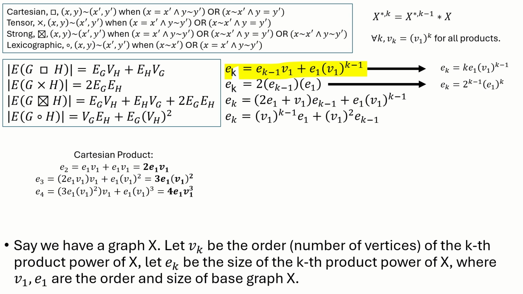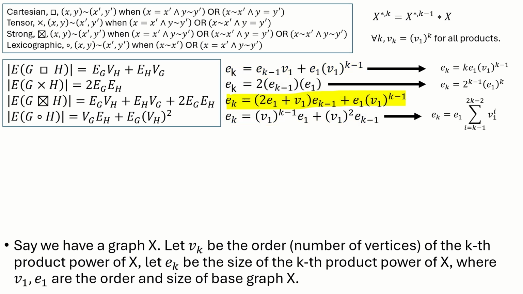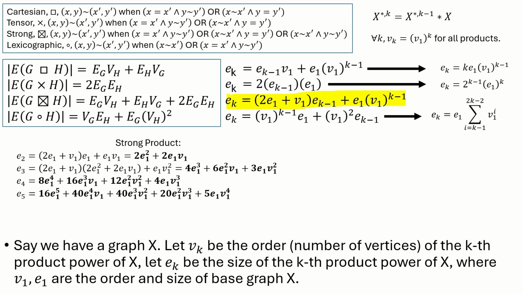For the lexicographic product, we can again use the recurrence relation to write out a couple of terms, allowing us to quickly guess that e sub k should be this. For the strong product, this method doesn't work as well. There's no clear pattern to the coefficients in the expanded expression for e sub k for different k. However, we can find a pattern if we write the recurrence a bit more generally.